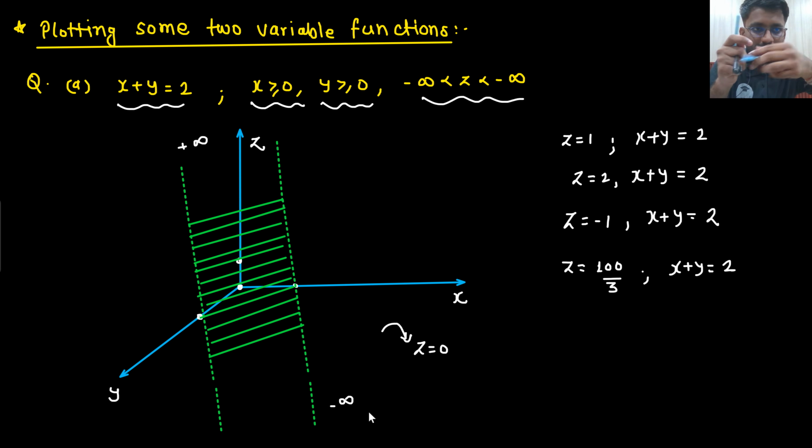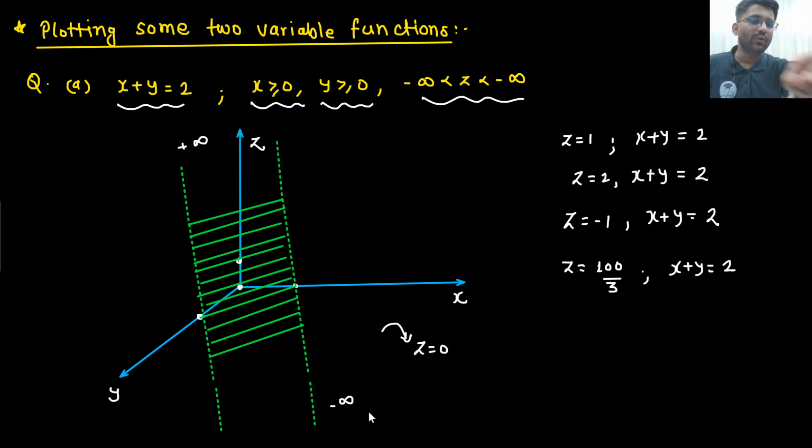In between I have drawn a line, and this line is extended upward side, and this line is extended downward side as well. So somewhat this kind of sheet has been made, right? A plane you can call it, or a sheet you can call it. x plus y equals to 2 for every value of z.